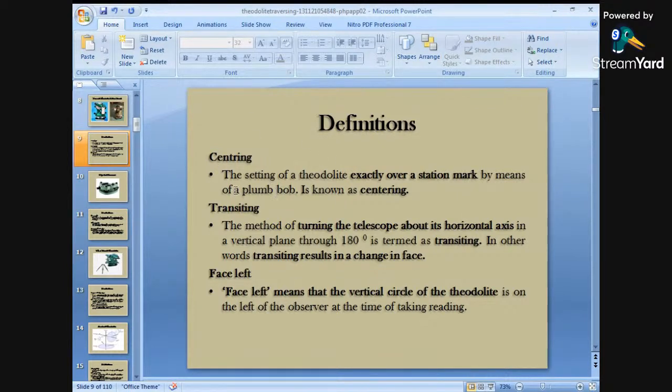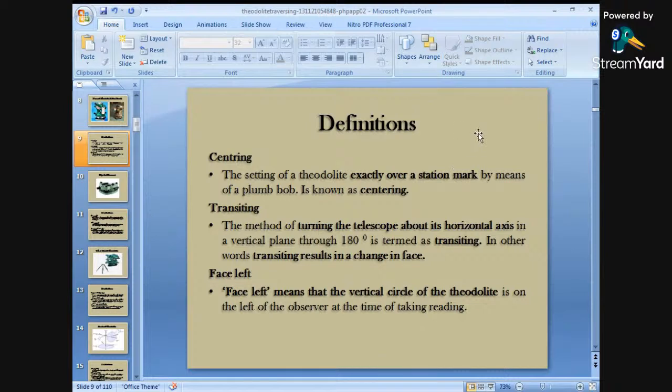First one is your centering. Whenever you are doing your theodolite traversing, you need to mark a station. On that, you will have to install your instrument, and the first step is to do the centering. Centering is done with the help of what? The setting of theodolite exactly over the station mark by means of plumb bob.